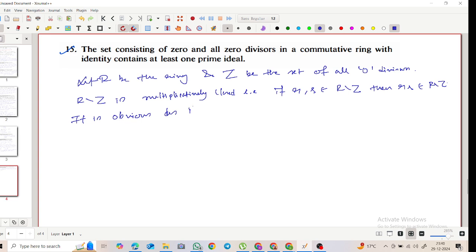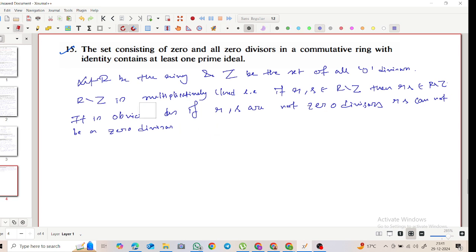Because if r, s are not zero divisors, rs cannot be a zero divisor either, right? Okay. So if r is not in Z, s is not in Z, then rs is also not in Z. Okay.